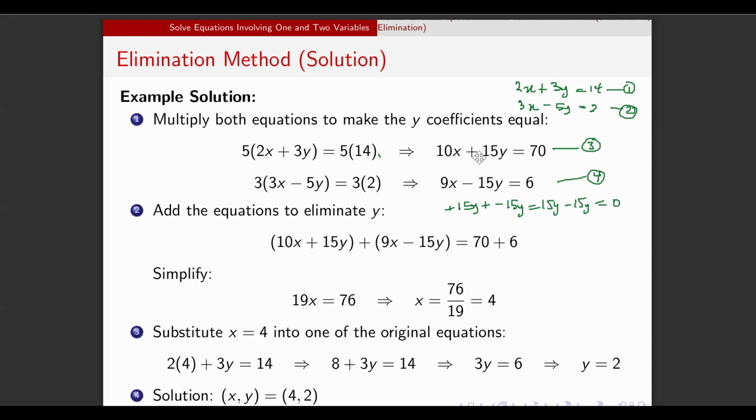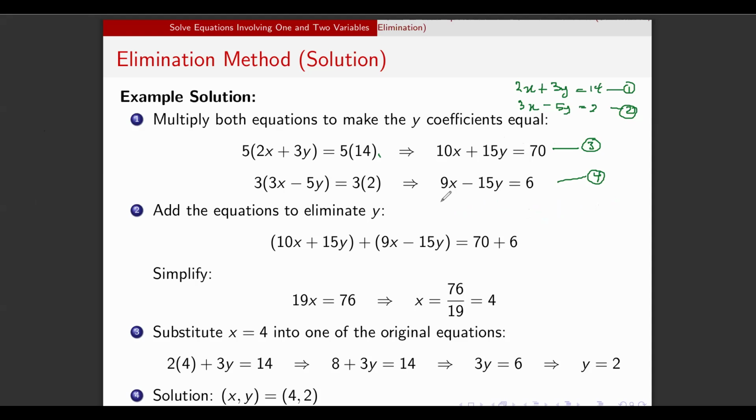Because once I'm adding these two terms, I must add the 10x and 9x and also add 70 plus 6 so that everything will be balanced. Okay. So now what I'm saying is I'm going to add equation 3 to equation 4. That means that I'm going to say 10x plus, I like to keep it simple this way by putting them head to head like this and just sum them.